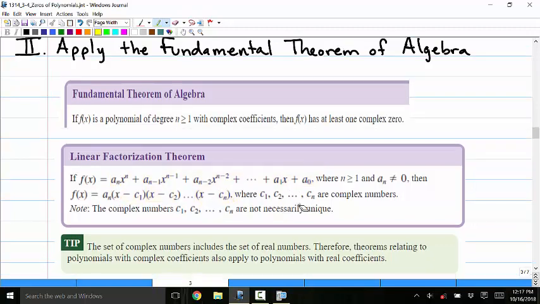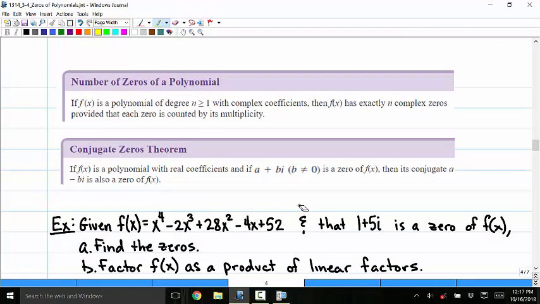All right, the second big one here, number of zeros. If you have a polynomial of degree n bigger than or equal to 1, how many complex zeros do you have? Exactly n zeros. And that's why all day today I've said if it's a degree 4 polynomial, how many zeros do you have total? 4. If it's a degree 6 polynomial, how many zeros do you have total? 6. They may or may not all be real, but you're going to have 6 zeros if you have a degree 6 polynomial because of that theorem right there.